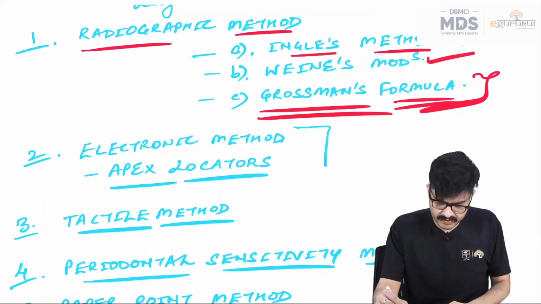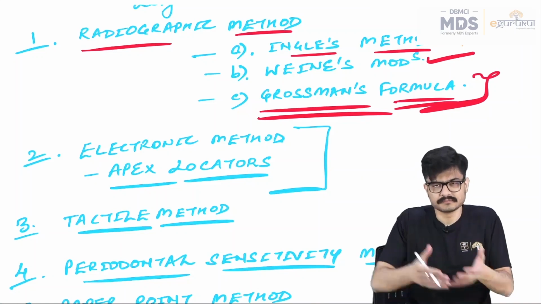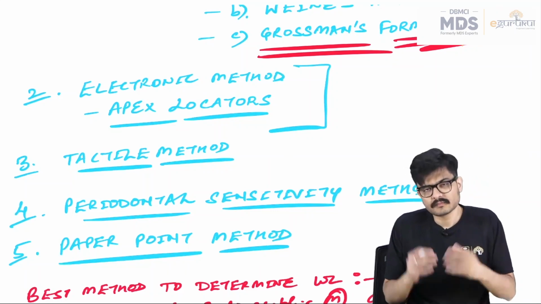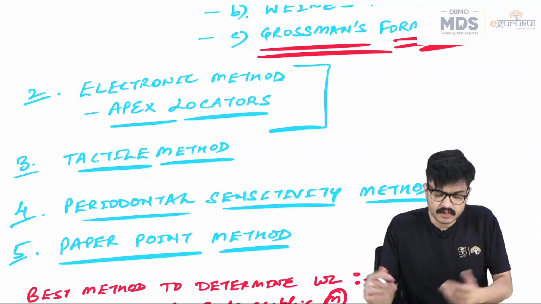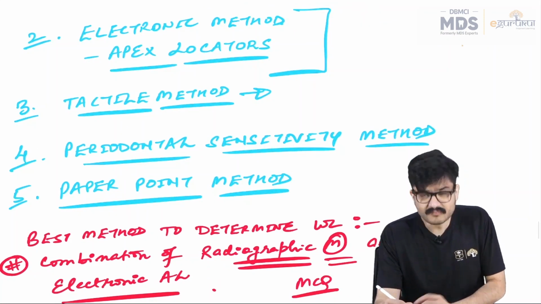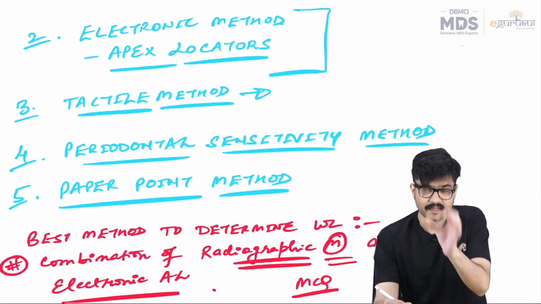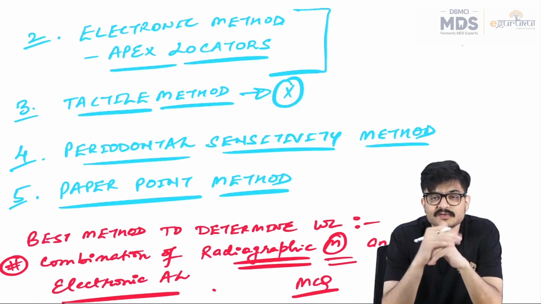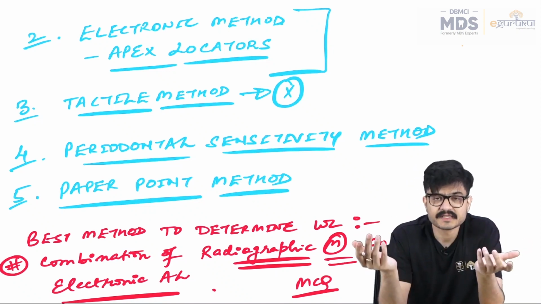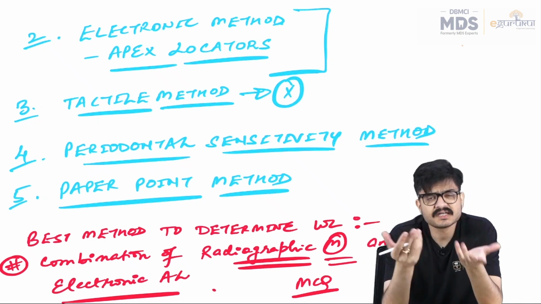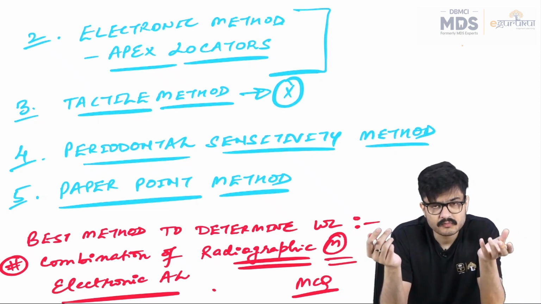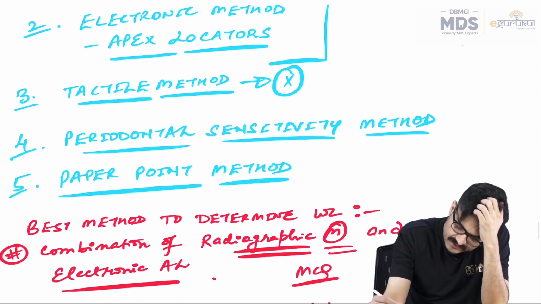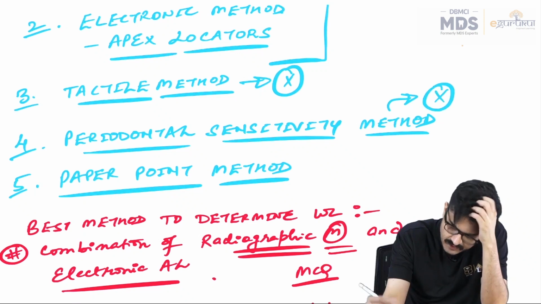Now, before moving on to the electronic method, friends, that's a long topic in itself, let us see the tactile method. Tactile method is simple. When the clinician says that I can feel the constriction. Again, as one single method of determining the working length, obviously not recommended. You can have multiple constrictions in the root canal. You can have a calcification. You can have narrowing of the canal due to certain other reasons like calcification. Then would you stop there, like 5 mm short of the apex? No, you will not. Then periodontal sensitivity method, again, as an independent method, not recommended.